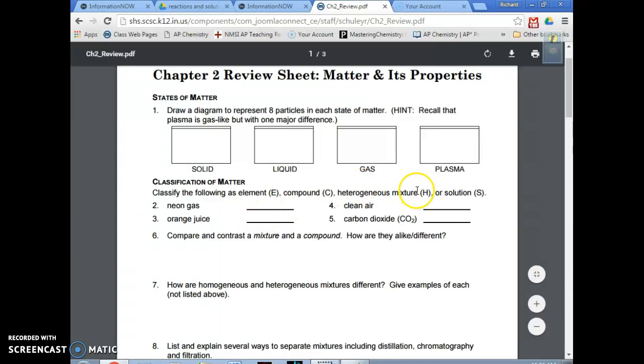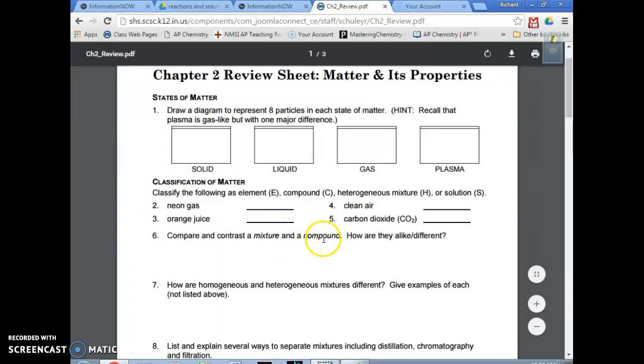So if you're looking at a liquid and you can't see through it, 99% of the time it's going to be heterogeneous. If you can see through it, it's going to be a solution. Clean air is going to be a solution. It's a mixture of gases. Carbon dioxide, CO2, is a compound.